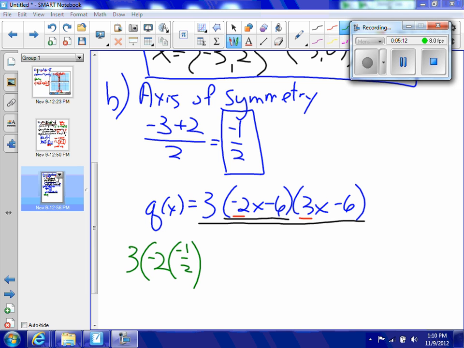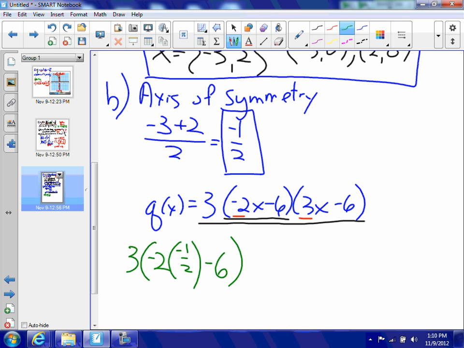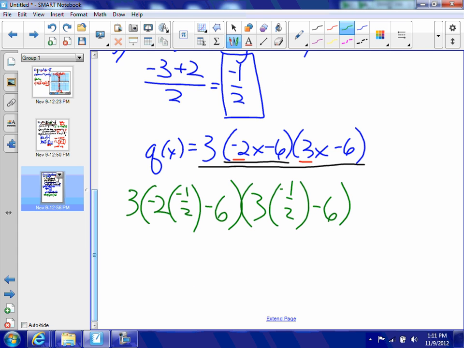Sorry about that, there's another brief interruption. So I'm plugging my axis of symmetry into my equation so I can find the y value of my vertex. So I have 3 times negative 2 times negative 1/2 minus 6, times 3 times negative 1/2 minus 6. What's that going to give me? Let's see here. This part of it is going to be equal to 1 minus 6. And this is going to be negative 3/2 minus 6.